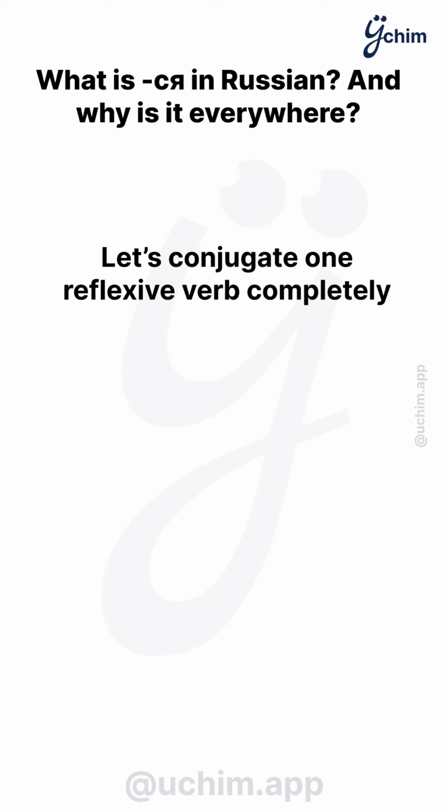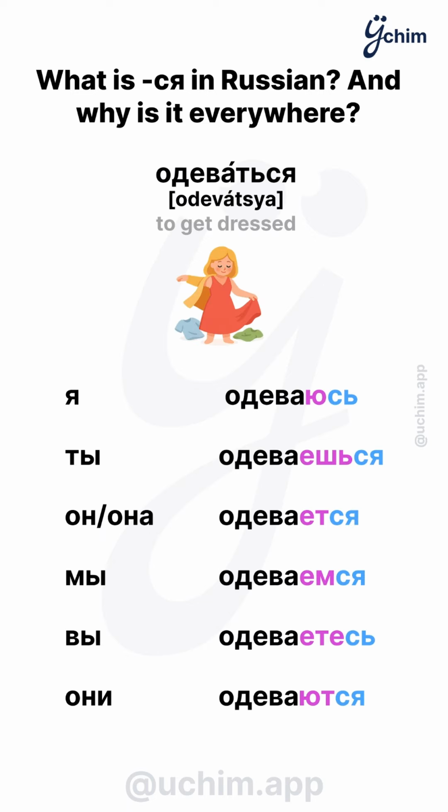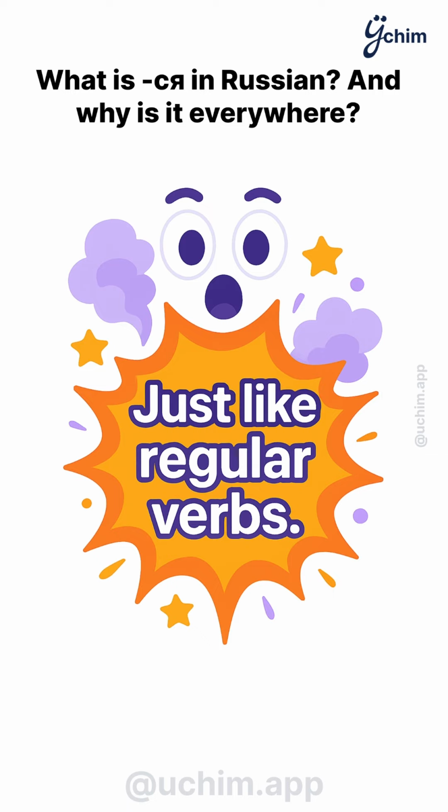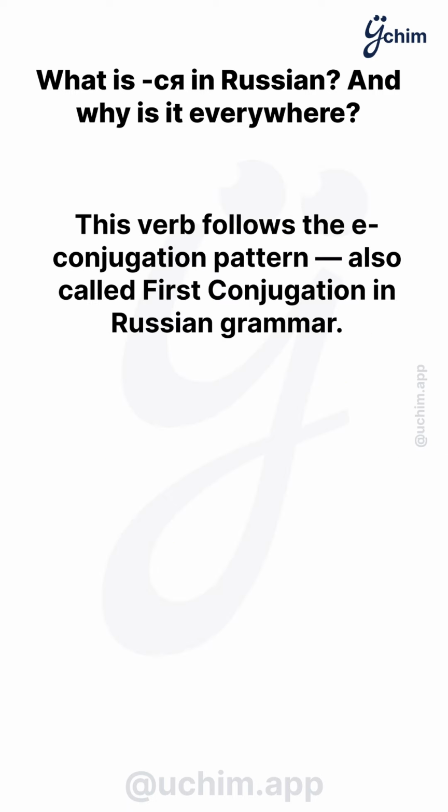Let's conjugate one reflexive verb completely. Одеваться, to get dressed. Я одеваюсь. Ты одеваешься. Они одеваются. You see, it's a normal conjugation, just like regular verbs. This verb follows the е conjugation pattern, also called first conjugation in Russian grammar.